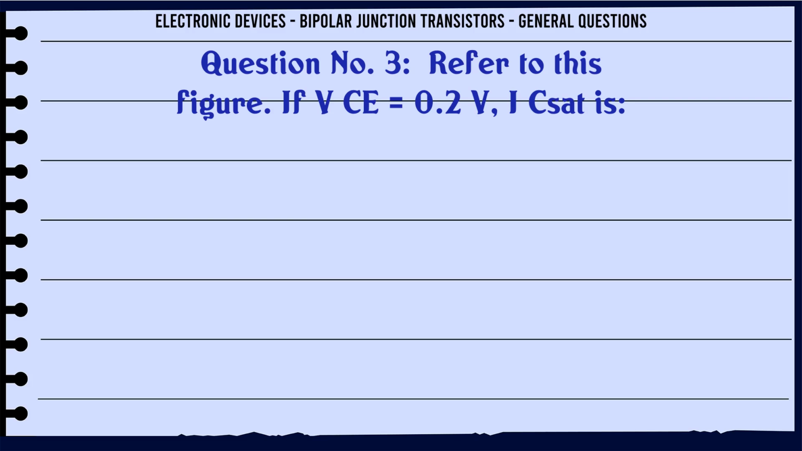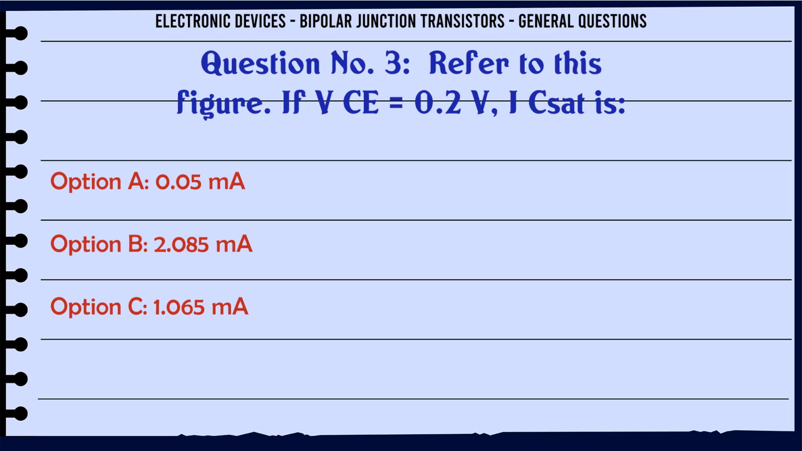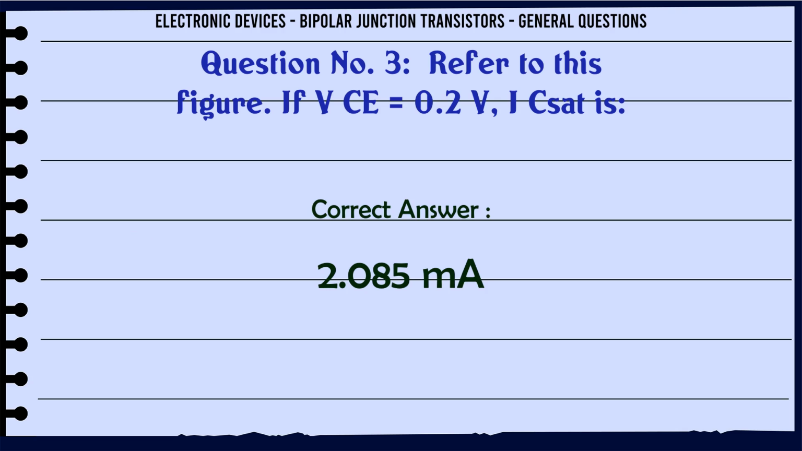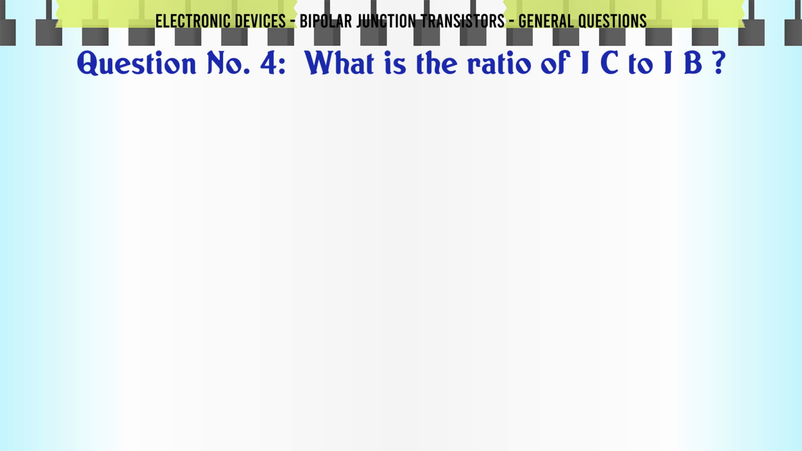Refer to this figure. If VCE is 0.2 V, ICsat is A 0.05 mA, B 2.085 mA, C 1.065 mA, D 7.4 mA. The correct answer is 2.085 mA. What is the ratio of IC to IB?